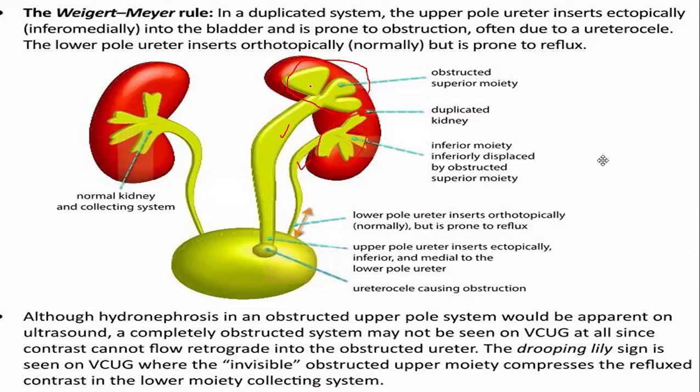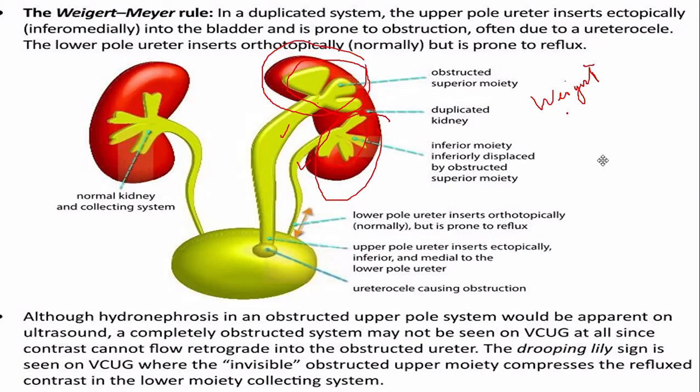This is the upper pole moiety because it's the upper pole of the kidney. This is the lower pole. Upper pole, lower pole. So this is the upper pole moiety ureter. This is the upper pole moiety ureter. This is the lower pole moiety ureter. So what do we mean by the Weigert-Meyer rule?